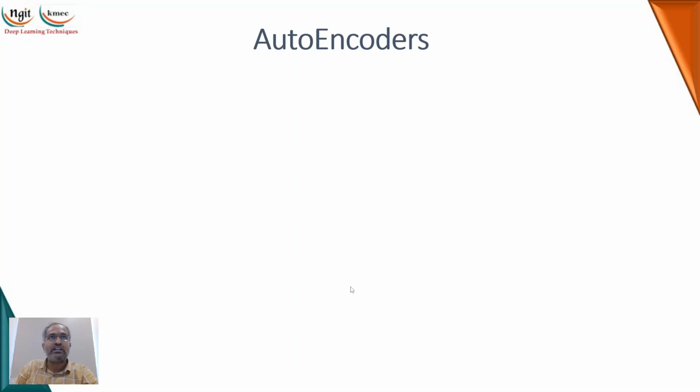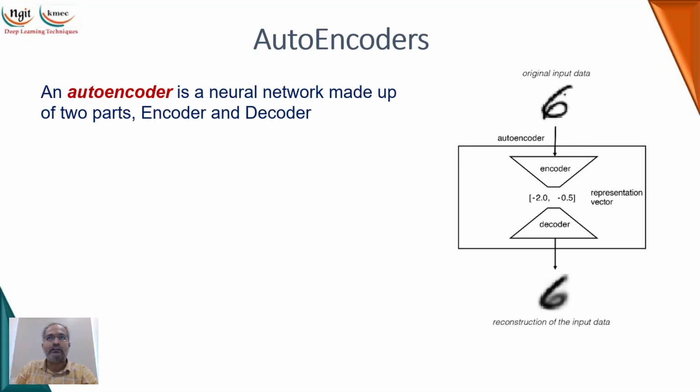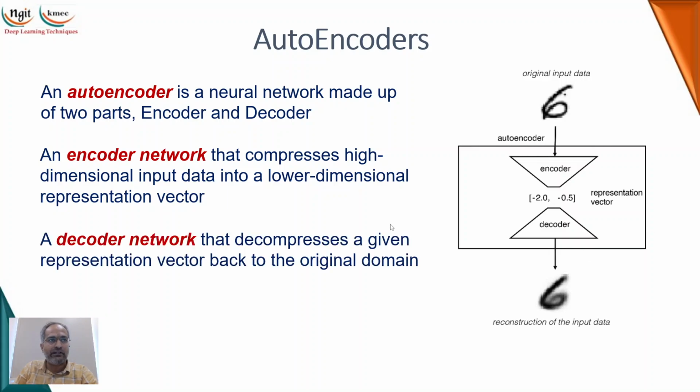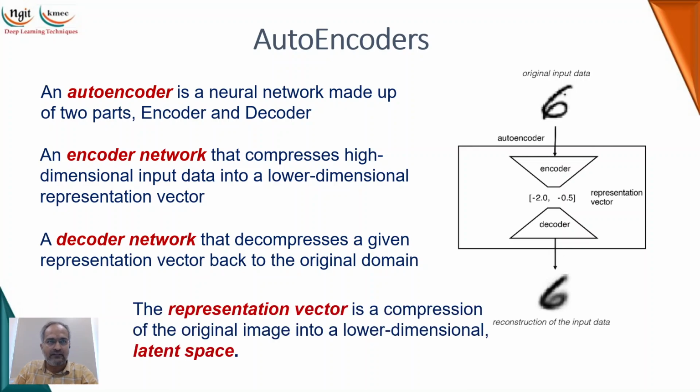If you want to generate this autoencoder, we have to understand that it is the combination of encoder and decoder. The encoder network will convert the image into a low-dimensional representation vector, and the decoder network will regenerate the image. This representation vector can also be called the latent space. In the latent space, we use the representation vector, a small vector which represents the entire image.